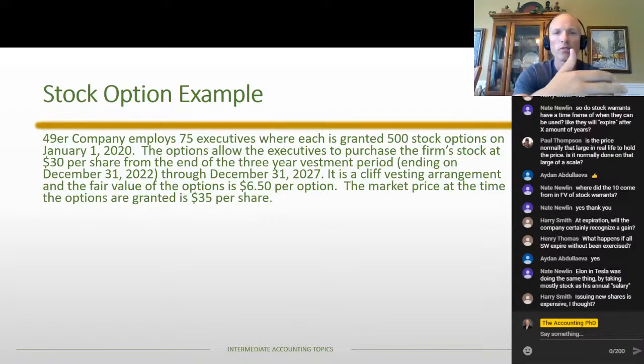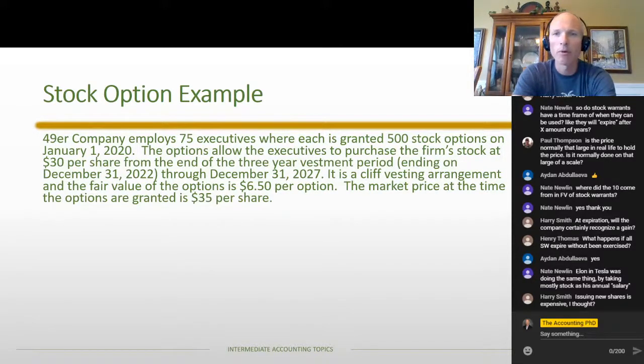In other words, there's a 3-year vesting period, and at the end of that vesting period, there's a limited window when they can exercise those options. It's called a cliff vesting arrangement, which basically means that if they quit one day before that 3-year vesting period is up, they get nothing.